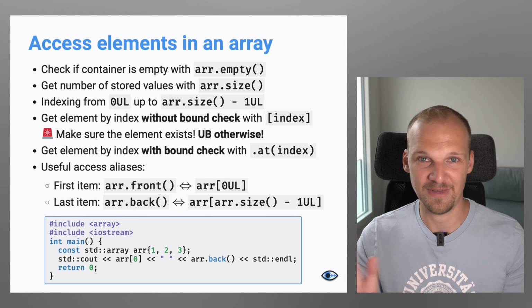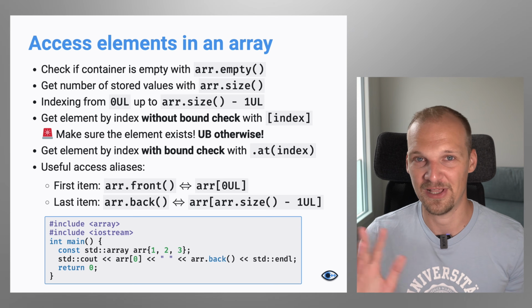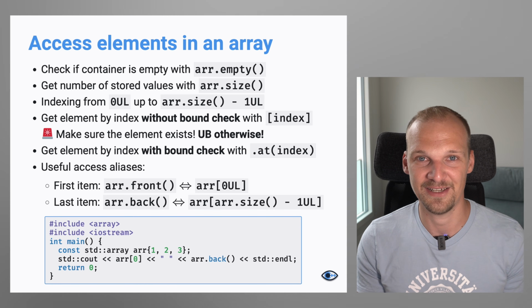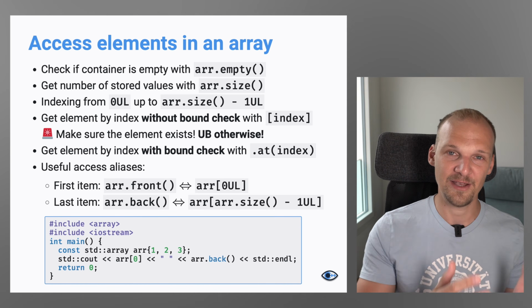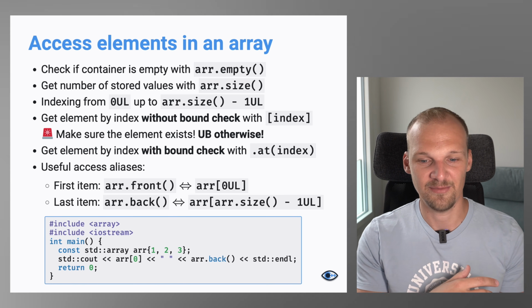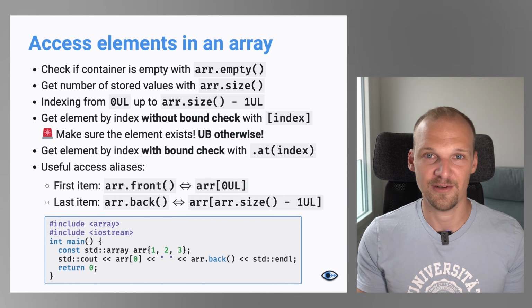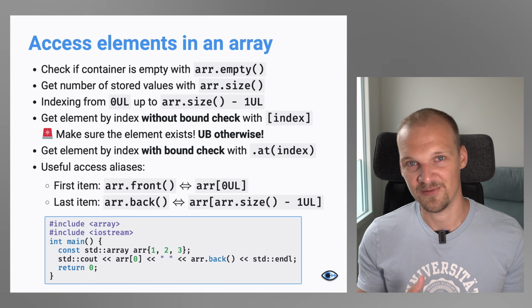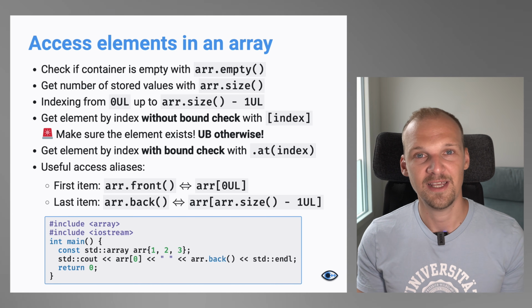Finally, we can see how it all works in a small example, and we will have more examples also later in this video, where I include the array, I also use the iostream to print things out, and then basically I create an array of 3 elements, and then I can print the first one and the last one on the screen.